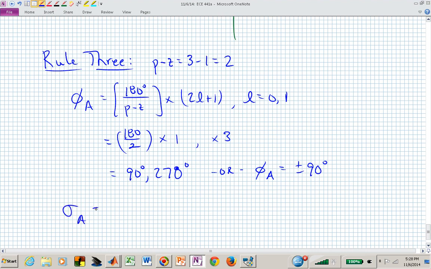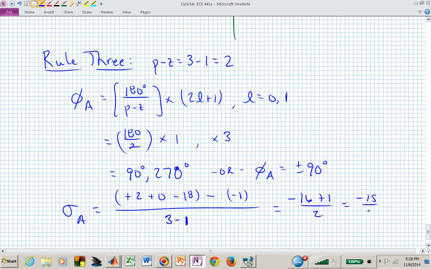What has changed is the centroid. We have a pole at plus 2, a pole at the origin, and now we have a pole at minus 18. We subtract the 0 at minus 1, and we divide by the pole zero excess, which is 2, which is 3 minus 1. So we now have minus 16 plus 1 over 2, or minus 15 over 2, or minus 7.5.